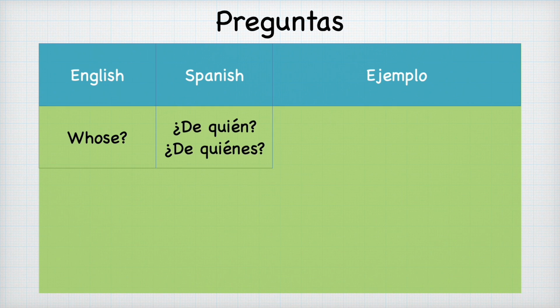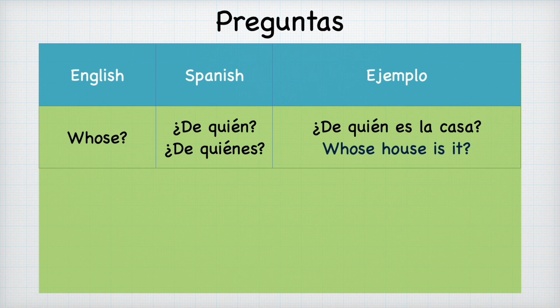Whose, de quién, or in plural, de quiénes. And this is used for possession, right? Very similar to English. ¿De quién es la casa? Whose house is it?